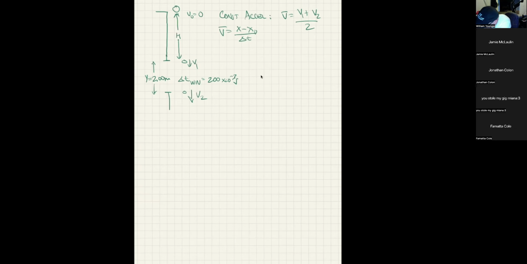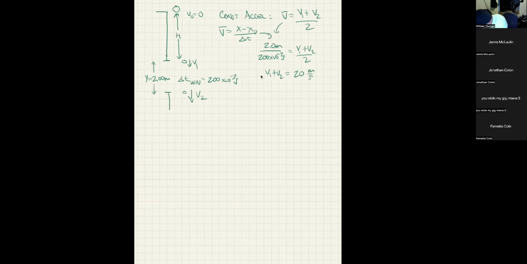But I also know v average is x minus x0 over delta t. So I can combine these two, and I'd get 2.0 meters divided by 200 times 10 to the negative 3 seconds is equal to v1 plus v2 over 2. So this becomes v1 plus v2 is equal to, if I do 2 times 10 to the third, that gives me 2,000. Then I divide that by 200 and I get 10. So this is going to be 20 meters per second once I multiply it by 2. So that's a number that I have that relates v1 and v2.